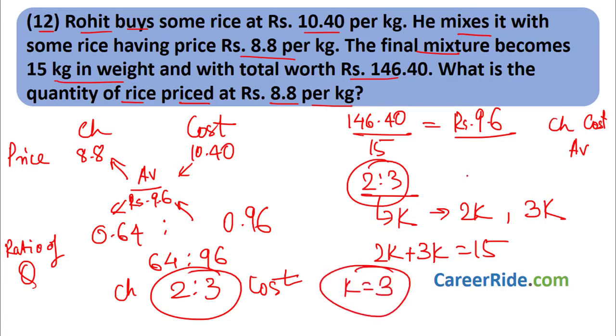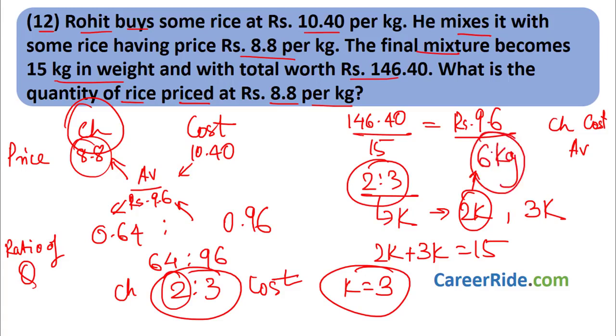Okay. So over here we have the cheaper rice at 8.8 rupees per kg and its quantity is 2k. So quantity of it would be 2 into 3, it is 6 kg. So 6 kg is the quantity of rice priced at rupees 8.8 per kg, which is mixed with the other one. Moving to question number 13.